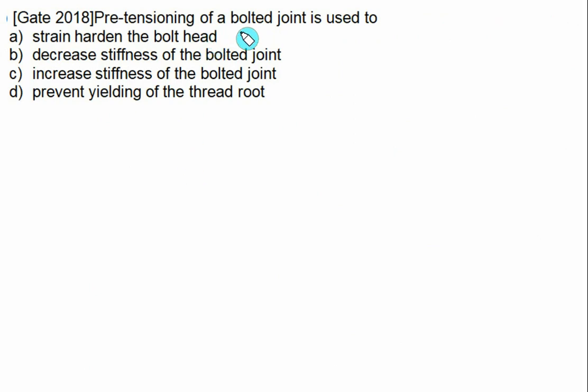Pre-tensioning of the bolted joint is used to strain harden the bolt head. No, that is wrong. Decrease the stiffness of the bolted joint? No, the stiffness is going to increase. So choice C is correct. That is, it increases the stiffness of the bolted joint. Choice C is the correct choice.